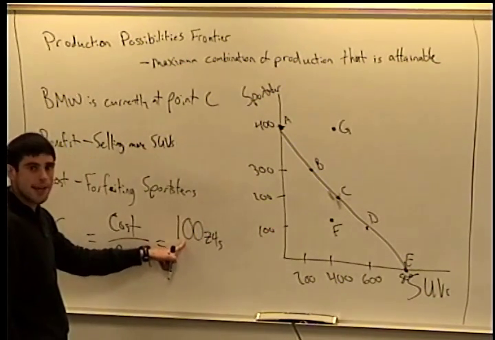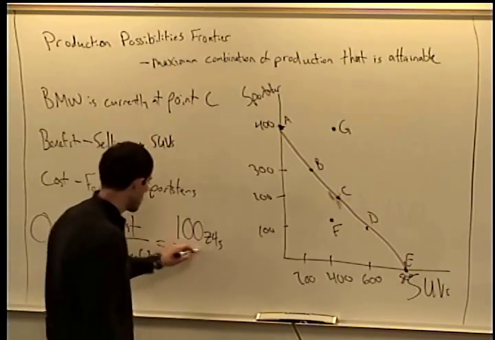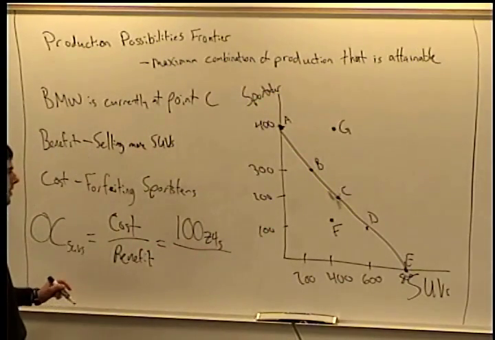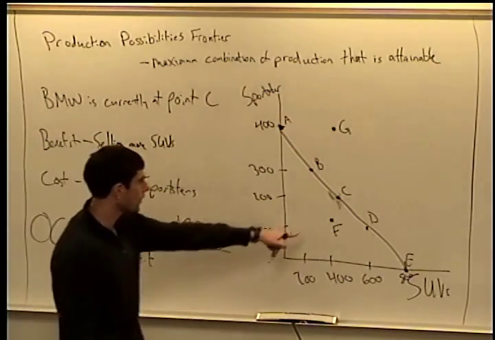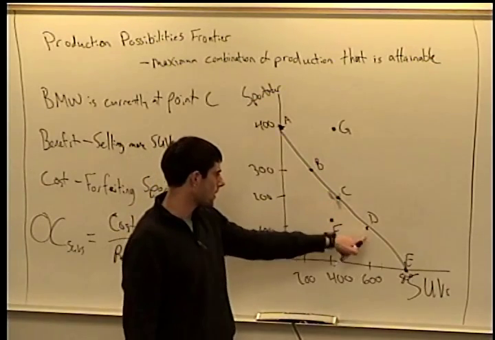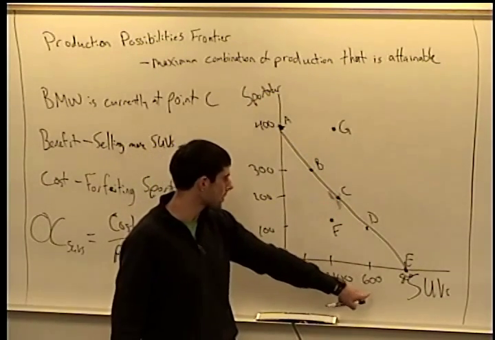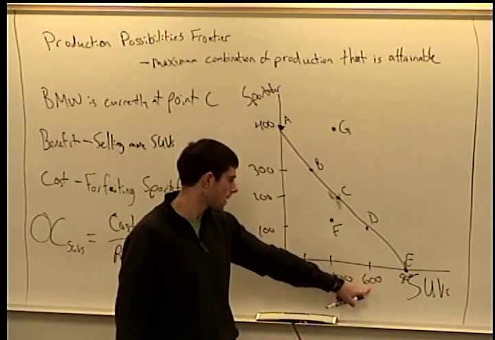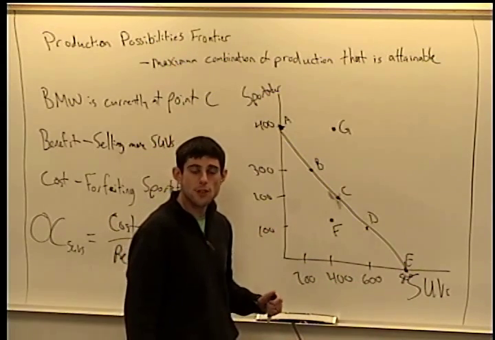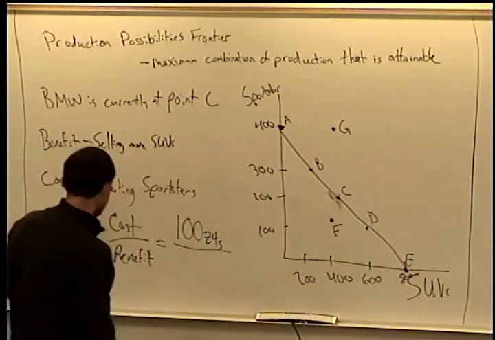Okay, so they gave up 100 Z4s over what they gained. And what did they gain? Well, if they were at point C and now they're at point D, they went from 400 to 600 X5s. So they gained 200 X5s.